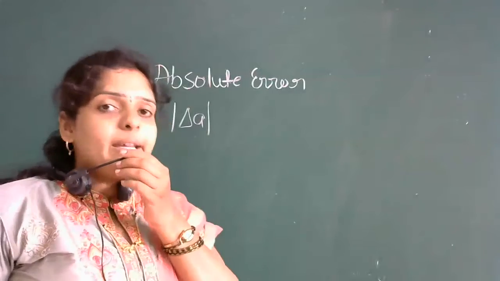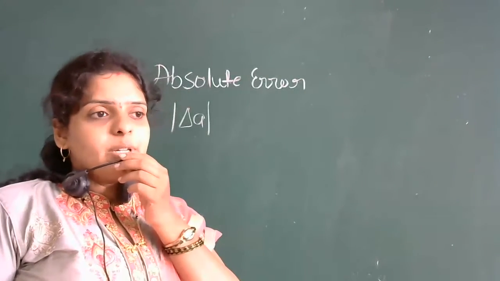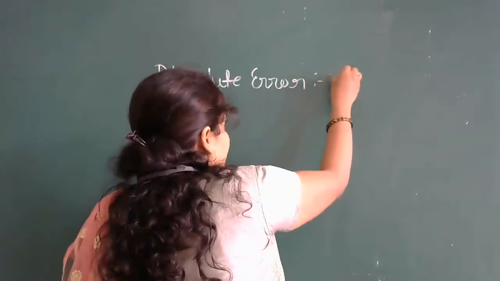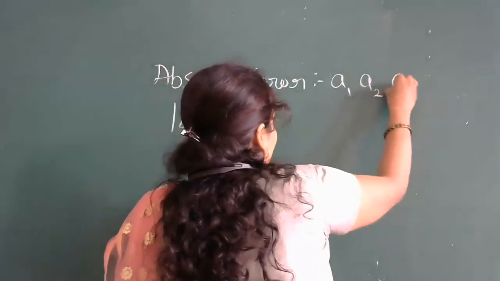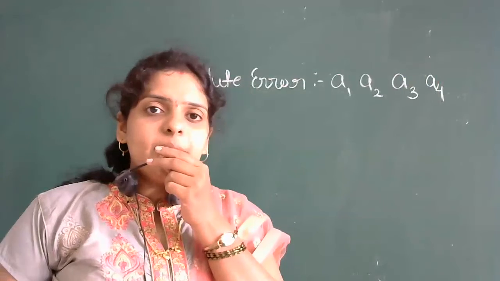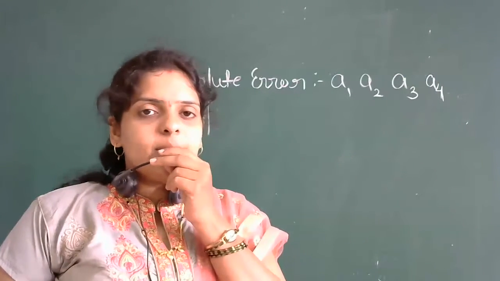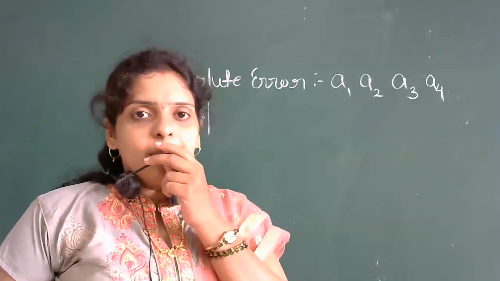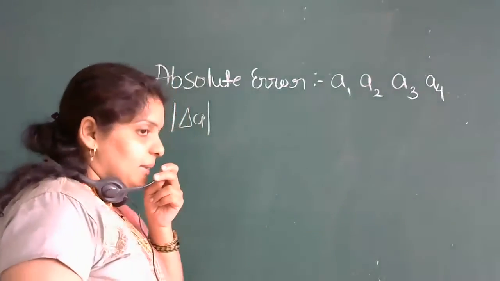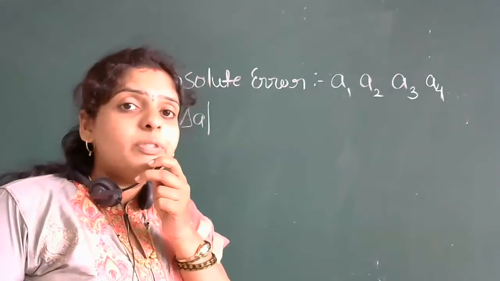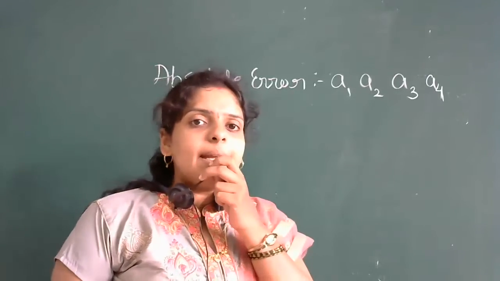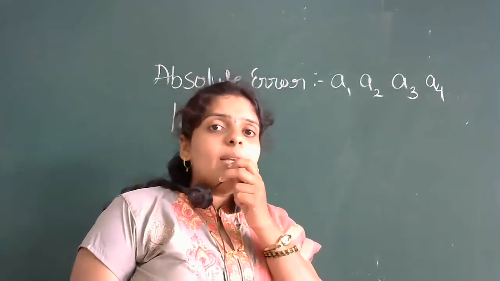So this absolute error, it is the difference between what? Let us see. Suppose you have 3 numbers or 4, that is A1, A2, A3, A4. Calculate the absolute error of these numbers. So how to calculate the absolute error of these numbers? You can calculate it like this: take the mean of the given numbers, or you can also say it as average. How to calculate the mean or average?